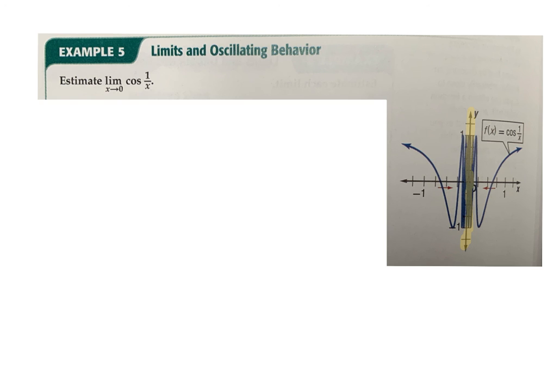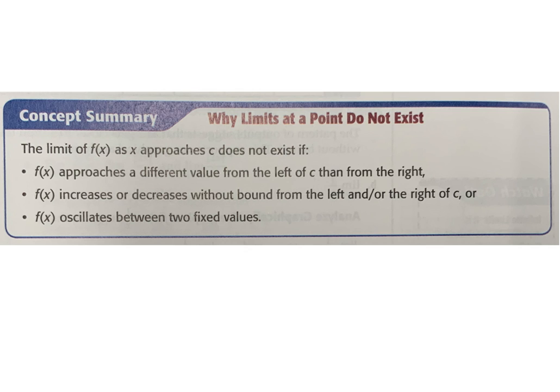When they bounce back and forth like this, you don't have an overall limit. And so if you see a graph like this, no overall limit exists. In fact, you won't even be able to find a left and right limit here because of the behavior that this particular graph is doing. And so they give you that concept summary in the middle of page 740.